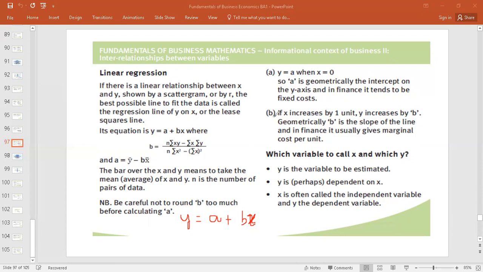Okay. Then if x increases by 1 unit, y increases by b. Geometrically, b is the slope of the line. So a is called the intercept, b is called the slope. Just remember the terms, which variable to call x and which y. Y is the variable to be estimated because it is dependent on x. X is often called the independent variable because it is not dependent on anything. X is the independent variable, and y is the dependent variable.